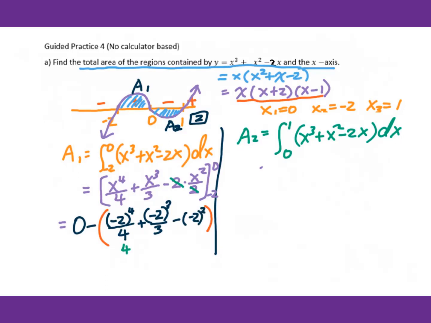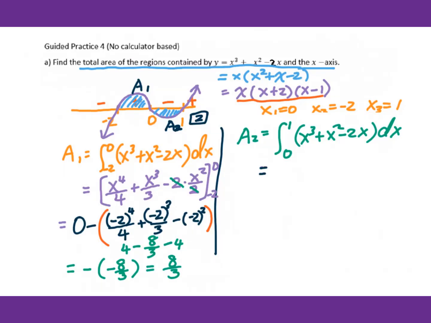This gives you 4 because 16 over 4 is 4. This gives you negative 8 over 3. Then minus 4. So basically you will get negative 8 over 3. That is 8 over 3. Now let's go to this A2.